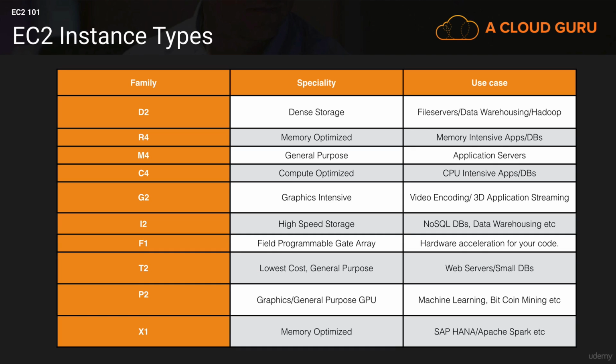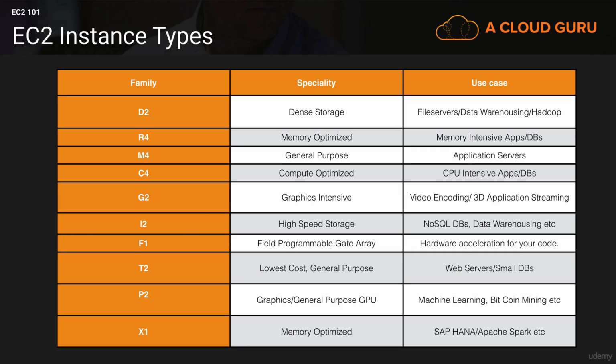We then have C's, which stands for compute optimized. So this is going to be your CPU intensive apps and databases. We then have the G family, which is graphics intensive. Really, the difference between G and P is G is where you're doing video encoding and application streaming, whereas P is more for things like machine learning or Bitcoin mining. So G is really about graphics. And moving on to I, so we've got IOPS.